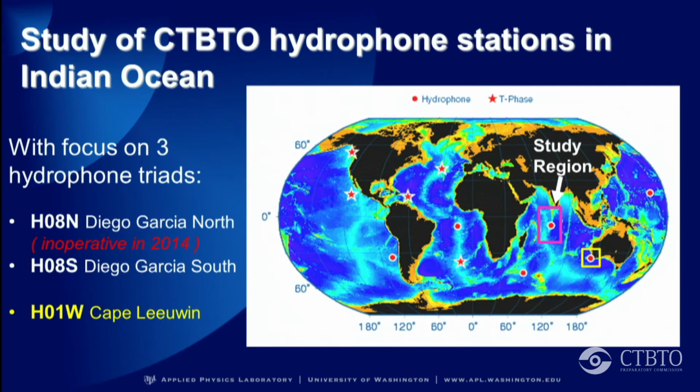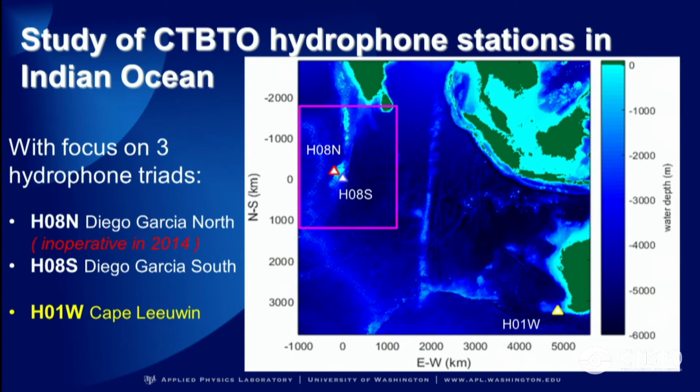And then there are two stations here at Diego Garcia, one that covers this side of the Indian Ocean, and the other one covers the south side. And there's a big ridge that goes through here of shallow water. And in 2014, the North Station went inoperative. And I think that's still being investigated as to how to put that back online. But luckily, we have such a wealth of data here that we can look at data from the decade before that to do some comparisons. So this will be the study area to investigate hydroacoustic blockage.